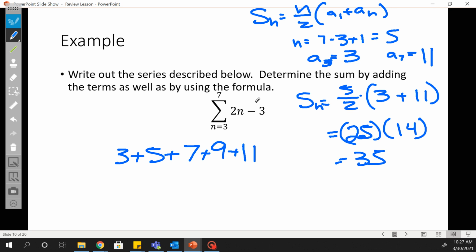So this is what this series is describing. Everything between 3 and 7 plugged into this formula and added together. And if you add this, 3 plus 5 is 8, plus 7 is 15, plus 9 is 24, plus 11, 35. Okay, so you get the exact same thing. It's just much, much easier to use the formula.